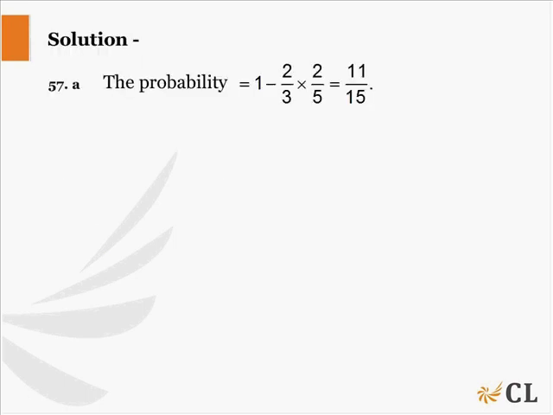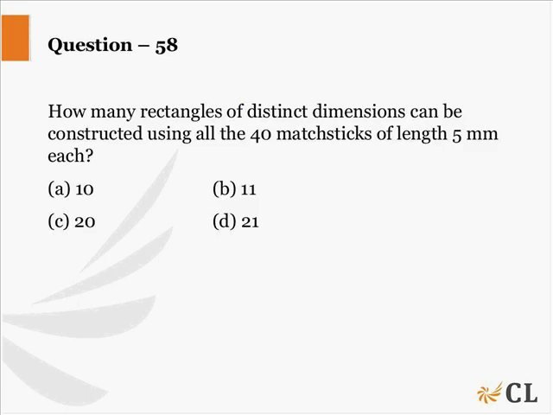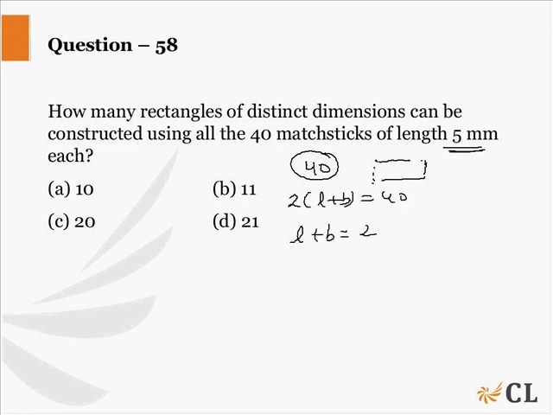Rectangles of distinct dimensions can be constructed using all the matchsticks of 5 mm each. Length does not contribute anything here. Can we assume that there are 40 matchsticks? So if I am arranging, the perimeter should be equivalent to 40. So twice of L plus B should be 40, that means L plus B should be 20. So there are possibly 1 and 19, 2 and 18, 3 and 17, and so on till 10 and 10. In the previous one it is 9 and 11. After that we will not count because it will be the repetition of all these numbers again. The total number of cases would have been 10.